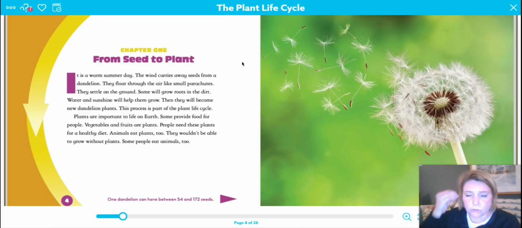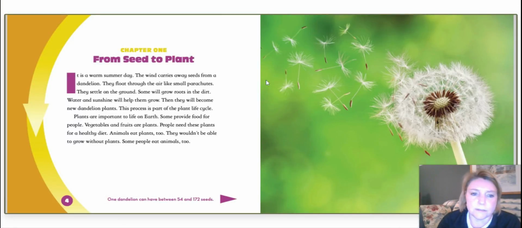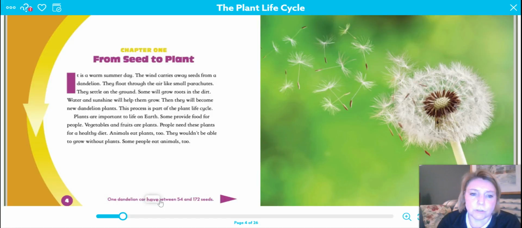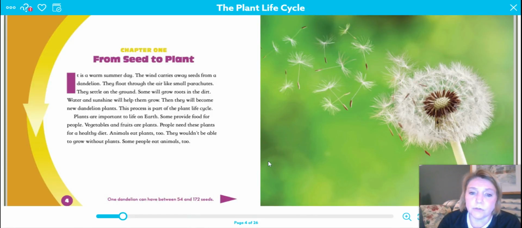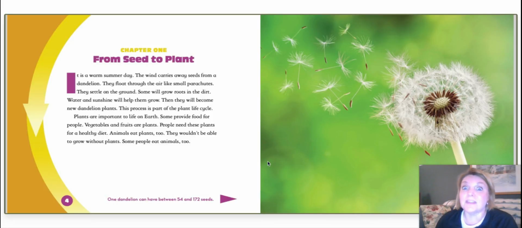So I'm going to visualize or create that mental picture in my mind. Now, the photograph here helps me to do that. I see these little parachute seeds flying off into the wind. I also notice this caption. One dandelion can have between 54 and 172 seeds. And think about all those seeds going off into the wind and spreading across a huge field.